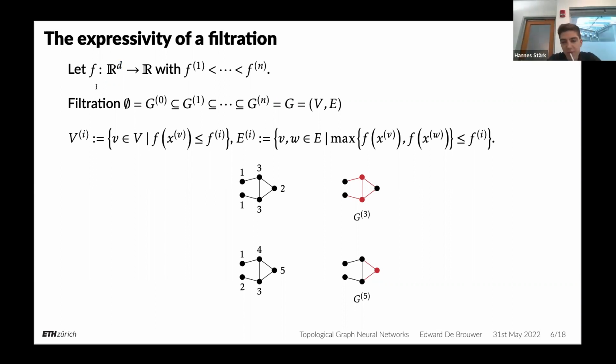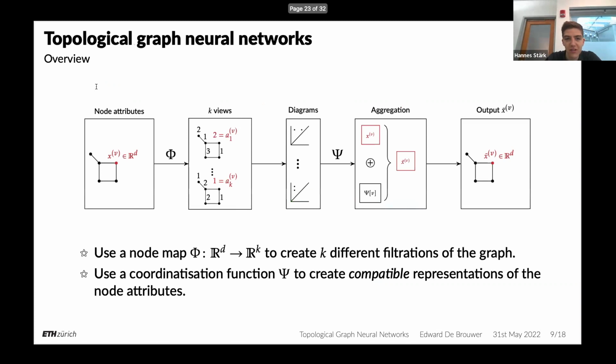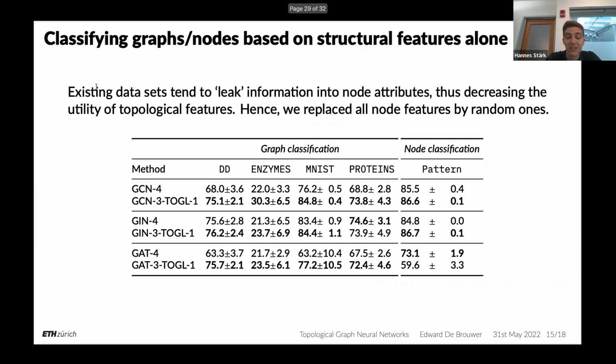And would you agree with my conclusion, or where don't you agree, that in your experiments you show that TOGL is able to capture topological information of the graph and use it to make its classifications, and then you go ahead and show that TOGL doesn't really give us a benefit on the real-world datasets. So our conclusion can be that for the real-world datasets, the topological information isn't really that important.